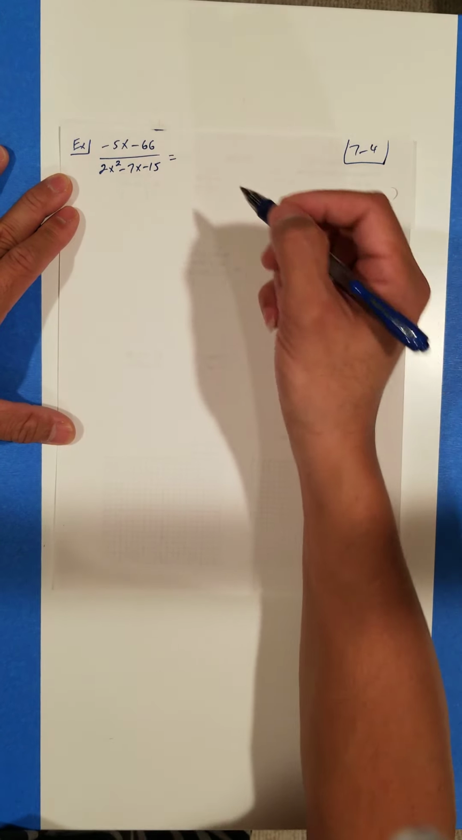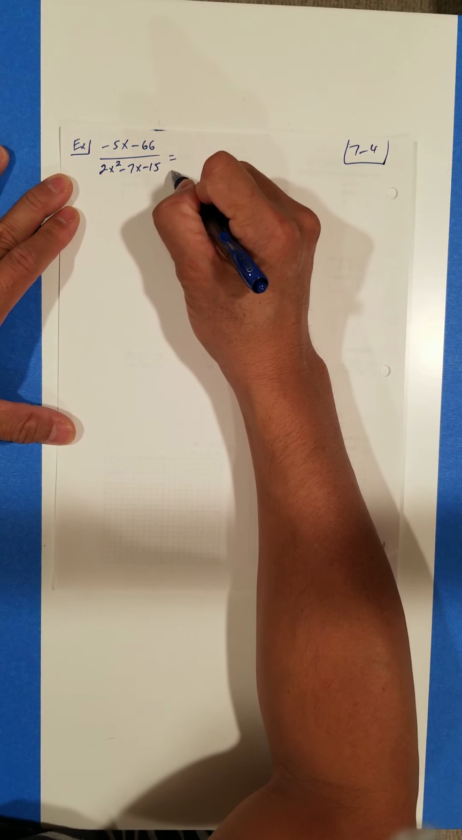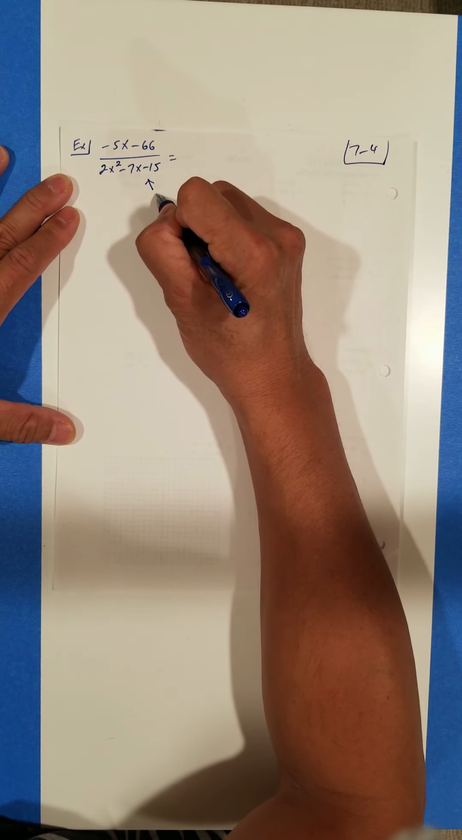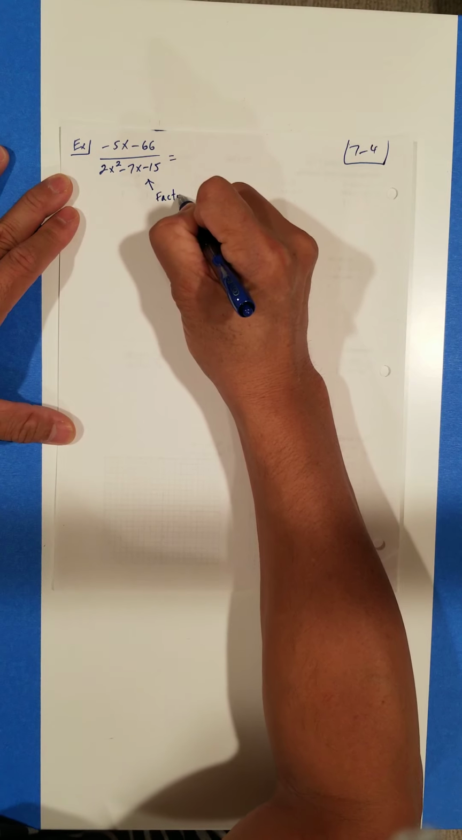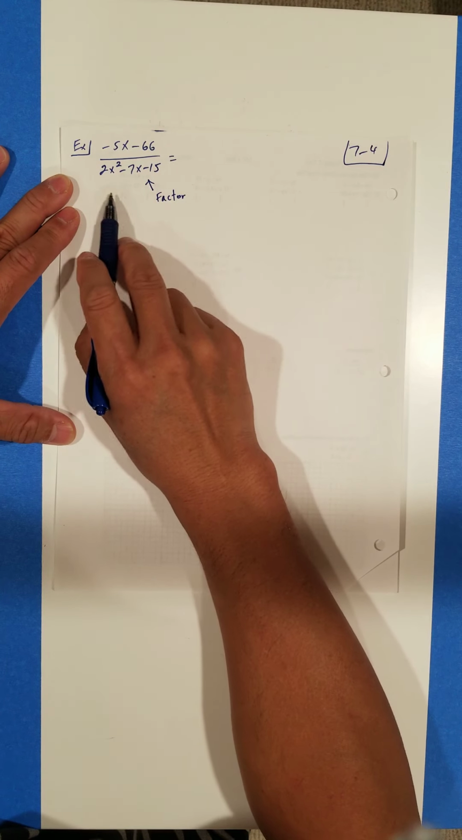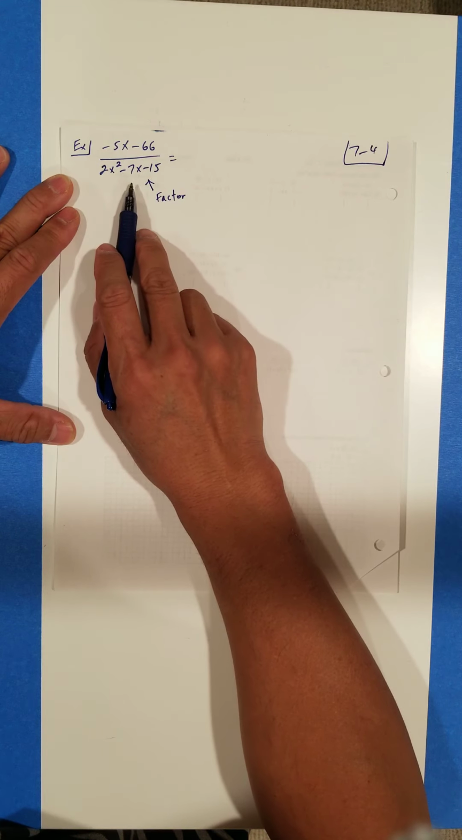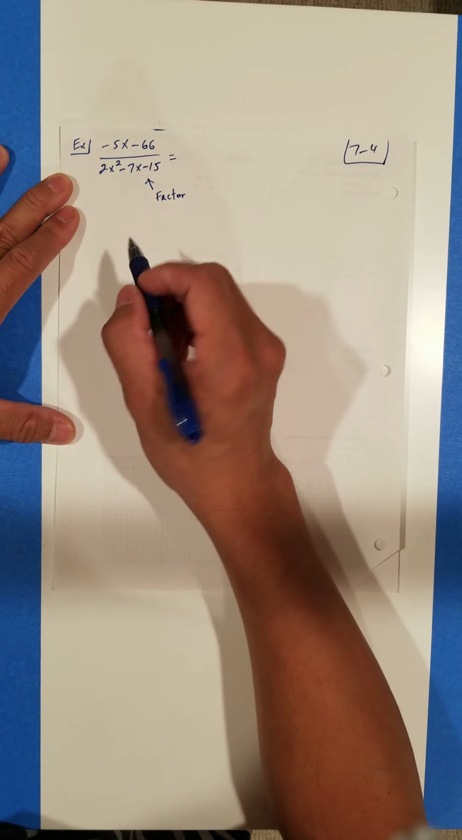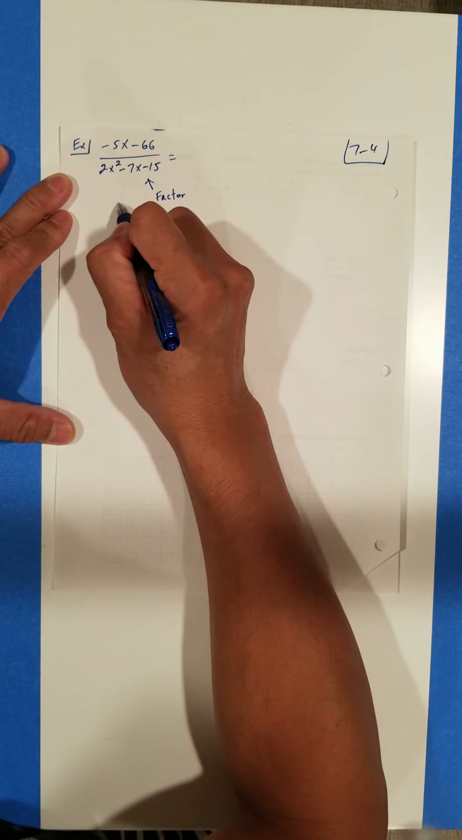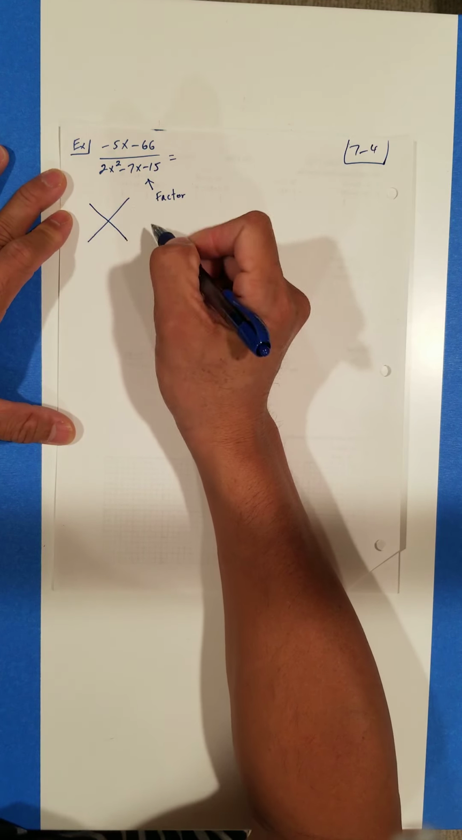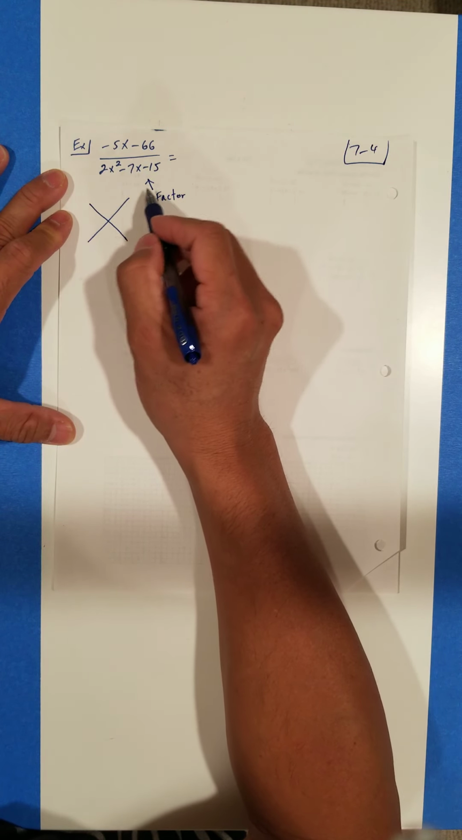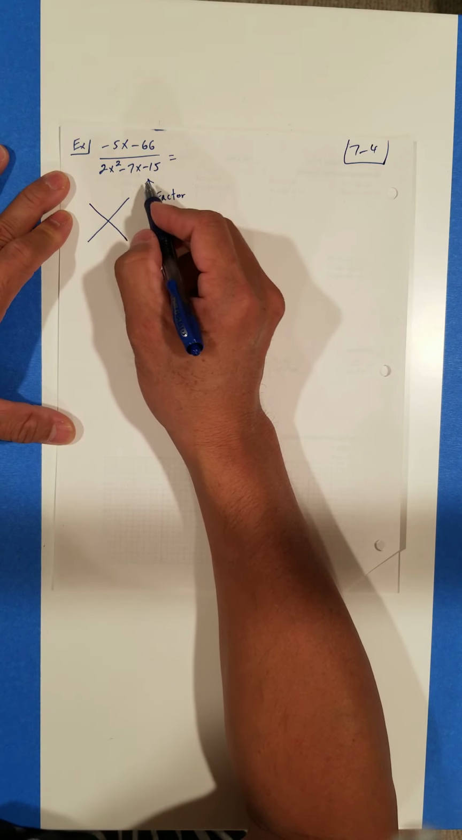So the first thing we have to do is take the denominator and factor it. We always have to be able to factor the denominator. So we have to factor 2x squared minus 7x minus 15. For this first example, I'm going to break it all down for you. You should know how to factor this by now, but in case you forgot, here we go.